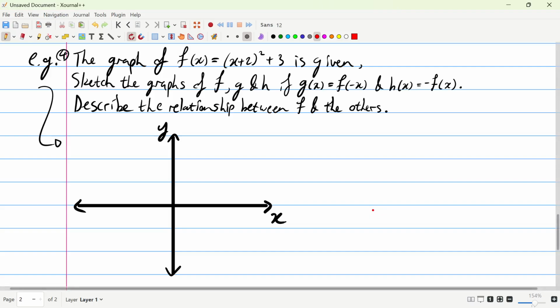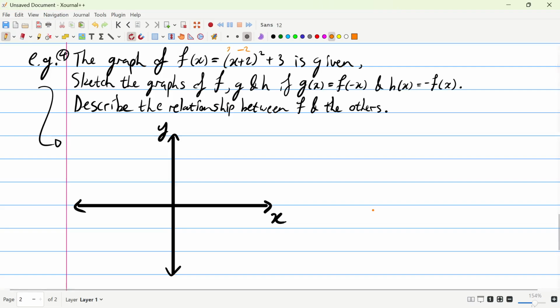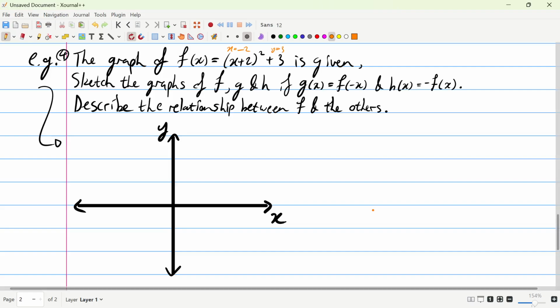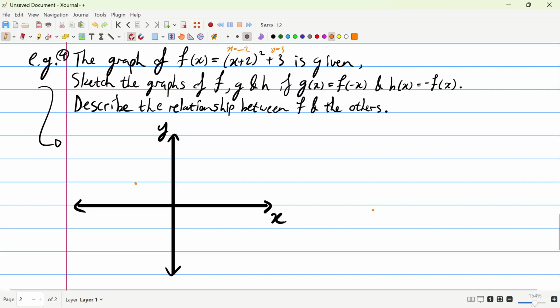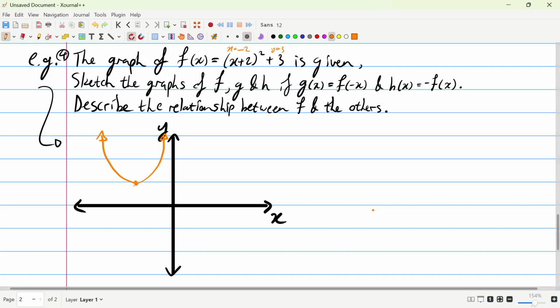So here, the turning point for f of x is just going to be what? We change the sign of positive 2 to become negative 2. So this is our x equals negative 2, and our y value is going to be 3, meaning the turning point is negative 2 and 3. So it'll lie maybe somewhere here. Let's just assume that it's somewhere here, okay? And we'll call this orange. Okay, so this is negative 2 and 3. And then from here, this is the least accurate graph I've ever seen, but it's fine.